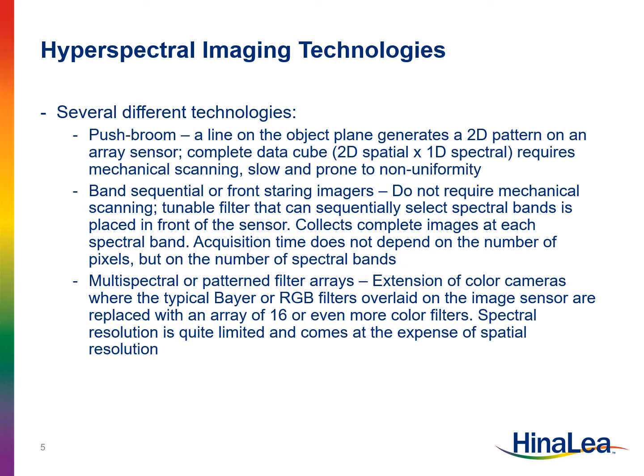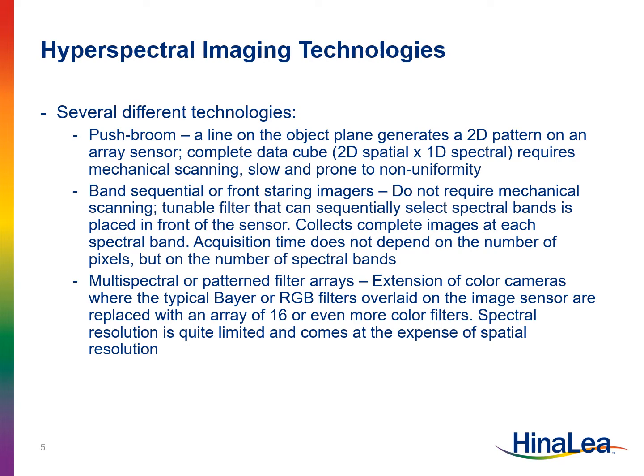Band sequential or front-staring imagers don't require that scanning. They use a tunable filter that can sequentially select spectral bands placed in front of the sensor and can collect complete images at each spectral band. The acquisition time does not depend on the number of pixels, but on the number of spectral bands.